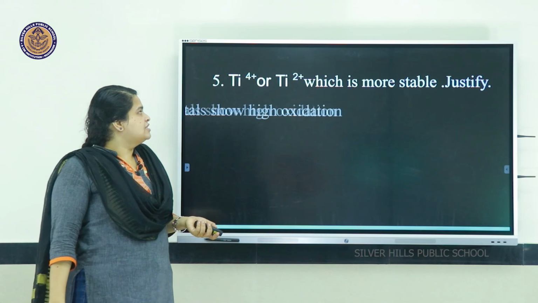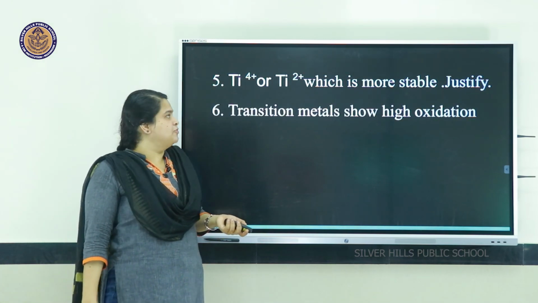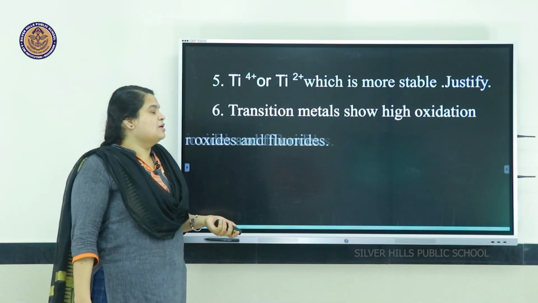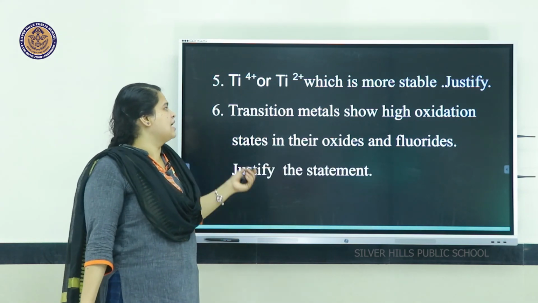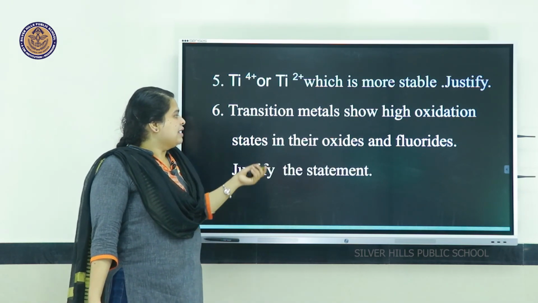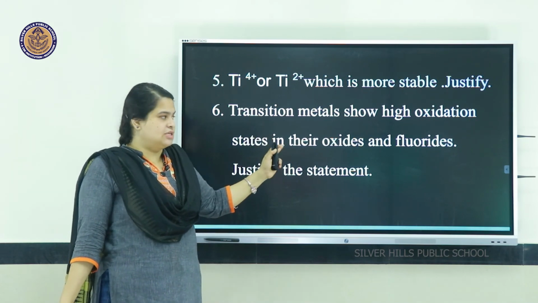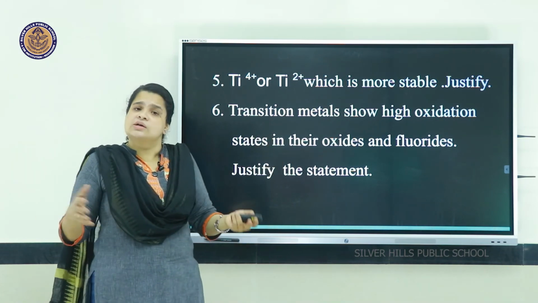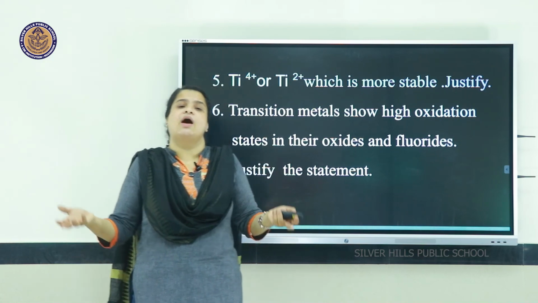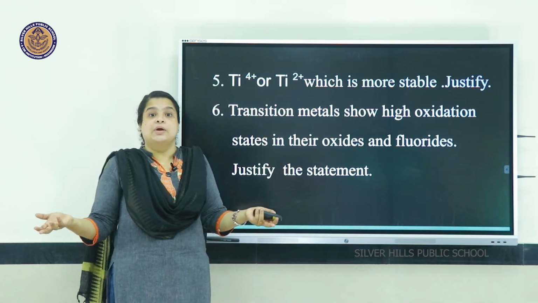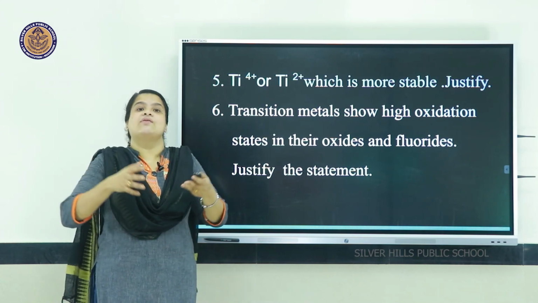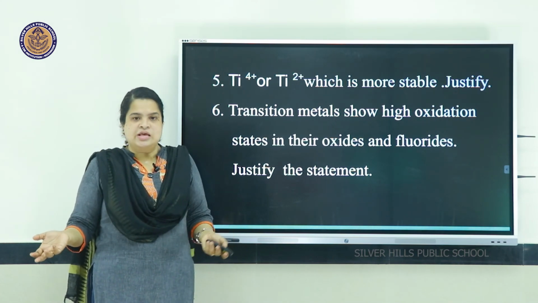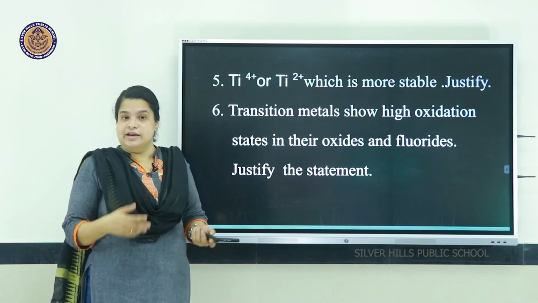Another question is, titanium 2+ or titanium 4+, which is more stable? The most stable is surely titanium 4+ because it has the noble gas configuration. This is a similar question which was explained earlier. In oxides and fluorides, transition metals have high oxidation state. Why? Because oxygen and fluorine are very small in size and they have high electronegativity. So by this we will come to the end of the questions.